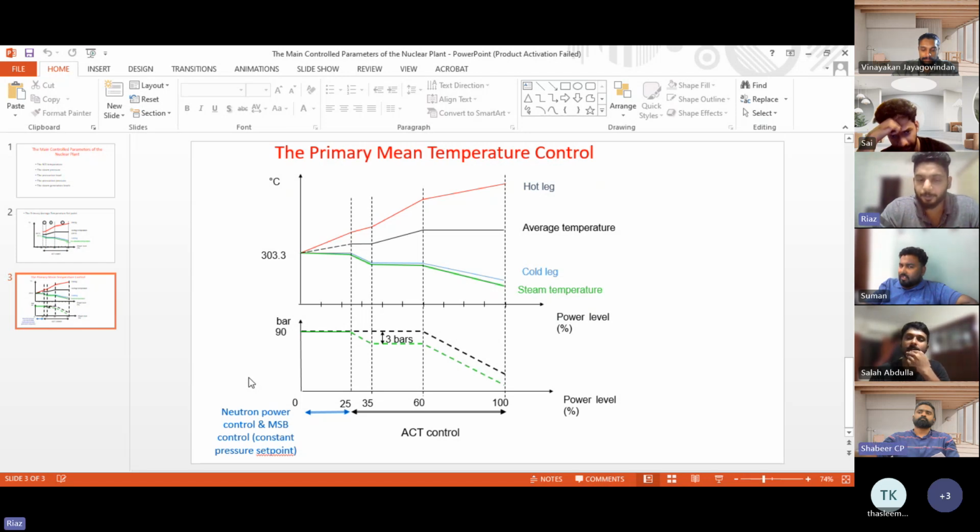In neutron flux mode, the primary side will be higher. How is it making that higher? That's what I said, it is using the main steam bypass. Excess steam will be bypassed and condensed. You got that picture?